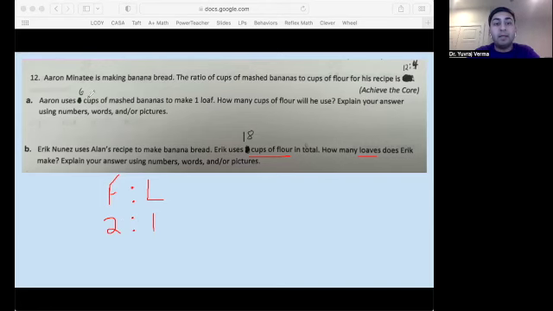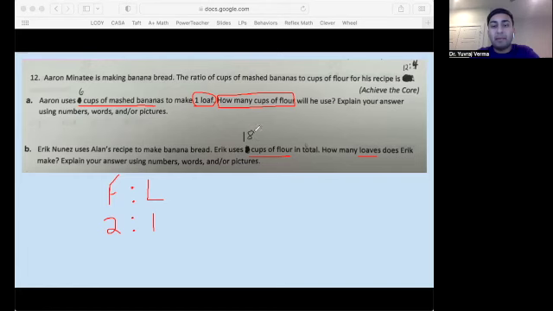Because remember, in part A, it said that we had 6 cups of mashed bananas that made 1 loaf. And then we were able to figure out how many cups of flour Aaron would use, right? So now we're using that answer to figure out the answer for part B. So you need to be careful and make sure that you're doing both parts with as much diligence and effort as you could. Because if you get part A wrong, you'll get part B wrong. So 2 cups of flour for 1 loaf of banana bread.